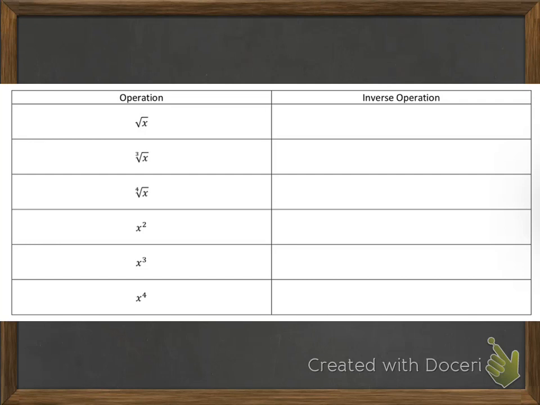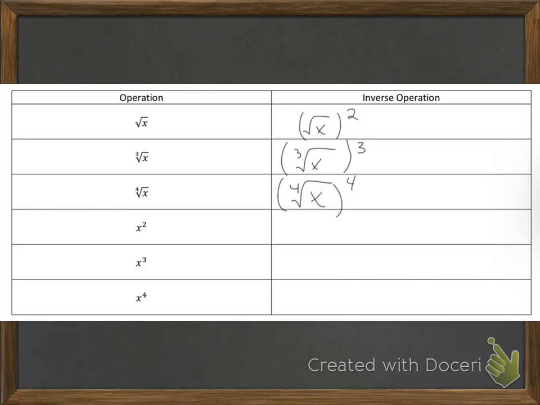So let's do some practice here. I have the square root of x. How would I undo the square root of x? Well, I'd have to square it. How would I undo the third root of x? Well, I'd have to raise it to the third power. How would I undo the fourth root of x? I would have to raise it to the fourth power.